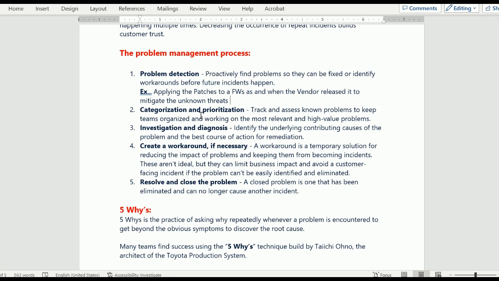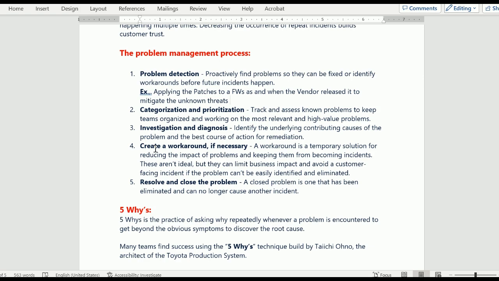So track and assess known problems, to keep the teams organized and working on the most relevant and high-value problems. And then investigation and diagnosis. Investigation is nothing but finding the underlying issue, how we can solve that problem in a better way, or the best course of action for remediation. That kind of investigation will be done here. And create a workaround if necessary. This is very important. You need to ensure the business is up and running.